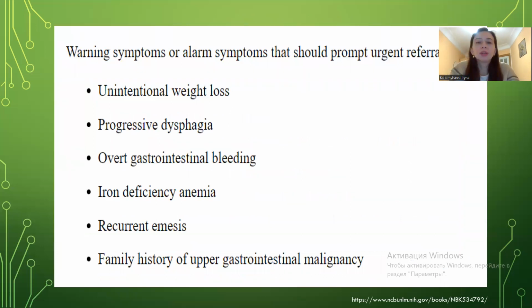And warning symptoms or alarm symptoms that should prompt urgent referral include unintentional weight loss, progressive dysphagia, overt gastrointestinal bleeding, iron deficiency anemia, recurrent emesis, a family history of upper gastrointestinal malignancy.